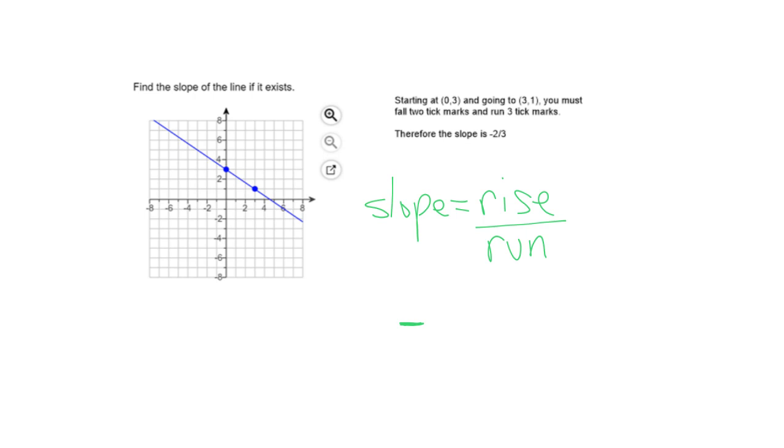So what we need to do is see how many tick marks they fell and how many they ran. So it looks like they fell 2 tick marks, right? So that would be the -2, and then they ran 3 tick marks. And so my slope would be -2/3. Now remember, with fractions, you can either put the negative out front or you can put the negative up in the numerator with the 2, but don't ever put it in the denominator.